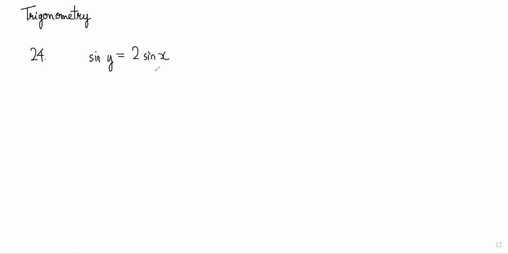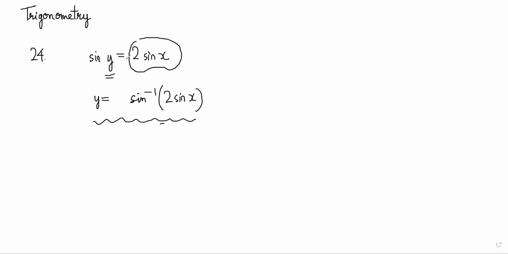In that case, you have to find the angle y. So y will be what? Sine inverse of 2 sine x, right? Yes, sir. Basically, 2 sin x is some known value, and you have to say what the angle y is. Sir, we have to write in that form only.